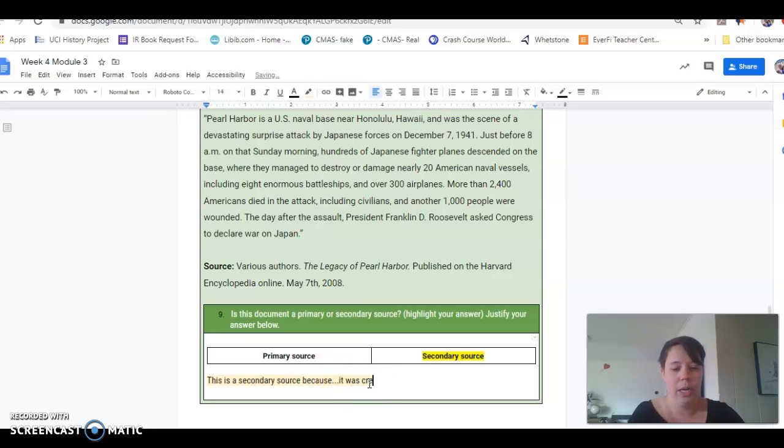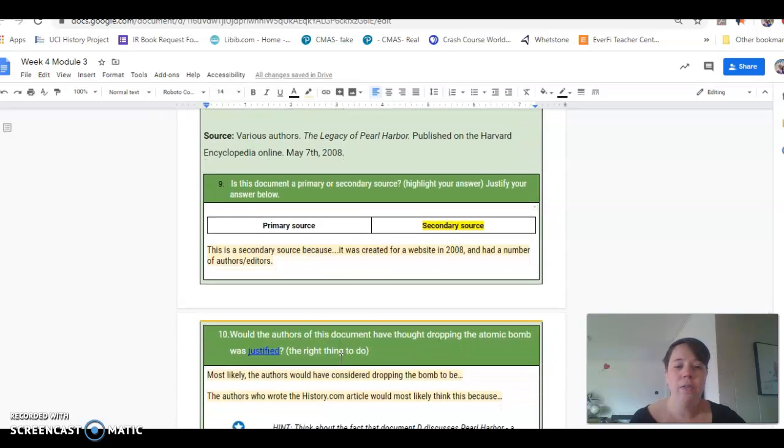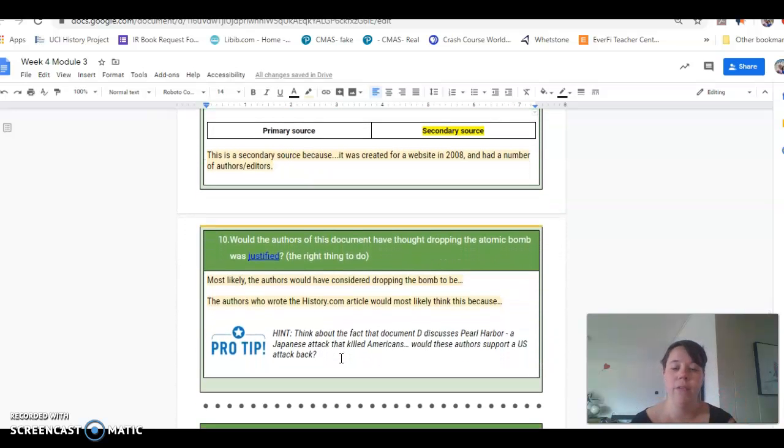It was created for a website in 2008 and had a number of authors/editors. All right, once you've done that, again, you are deciding if you think the authors of this document would have thought the dropping of the atomic bombs were justified.